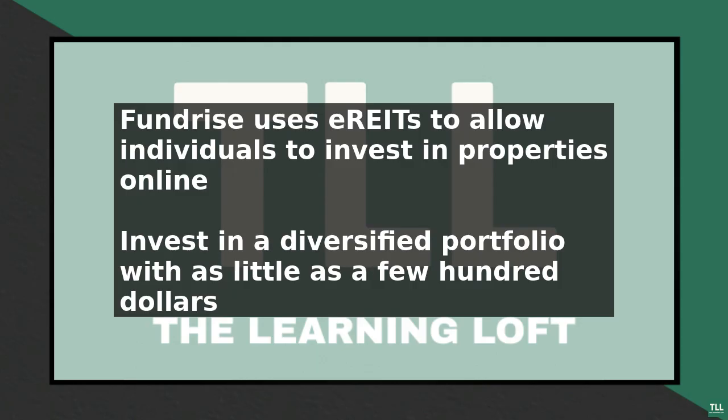In terms of practical examples, let's say you invest $1,000 in a Fundrise REIT. Your money will be pooled with that of other investors to purchase a diversified portfolio of properties. Over time, you can earn rental income and appreciation in the value of your properties, which can provide a steady stream of returns. Best practices for using Fundrise include starting with a long-term perspective.